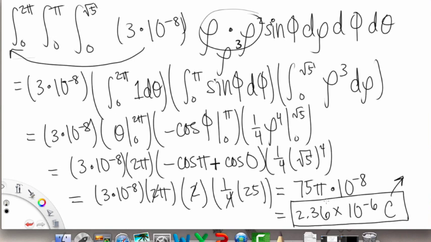All right, so let's get started on the next and last example for this section.